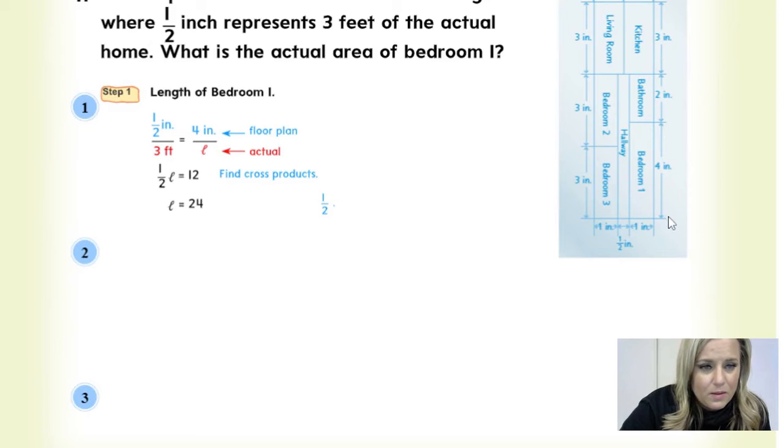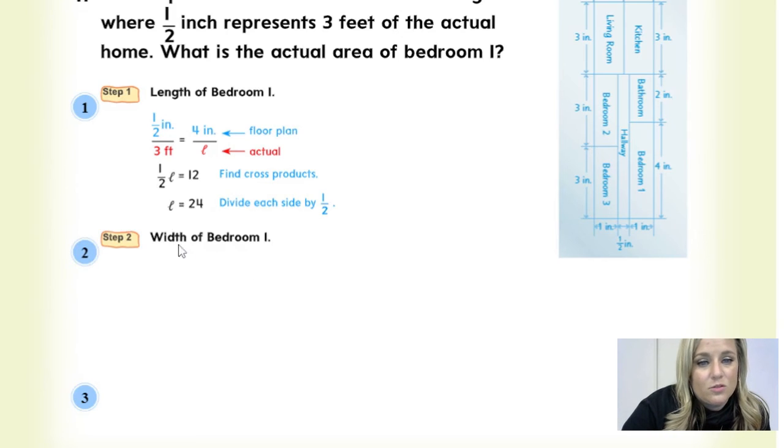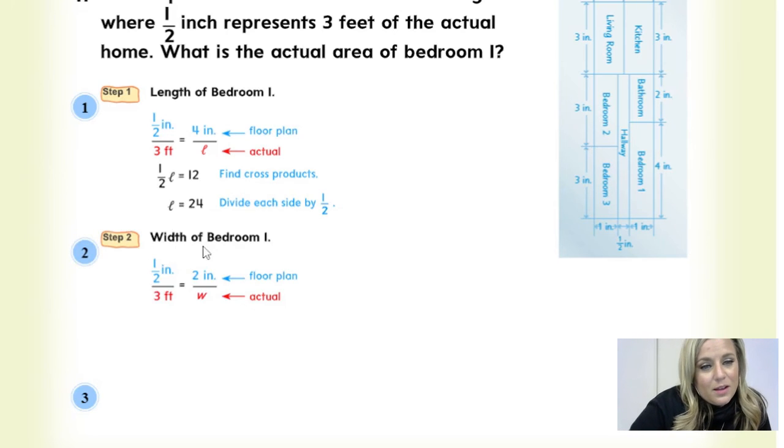Okay. And we're going to put it to 1/2 inch represents 3 feet of actual home. So we have 4 by 1. When you do this proportion, you have 1/2 L is equal to 4 times 3, which is 12. And you divide by 1/2, which is actually multiplying by 2. If you multiply this side by 2, you have to multiply the other side by 2, and you get 24. Now that's actually a gigantic bedroom.